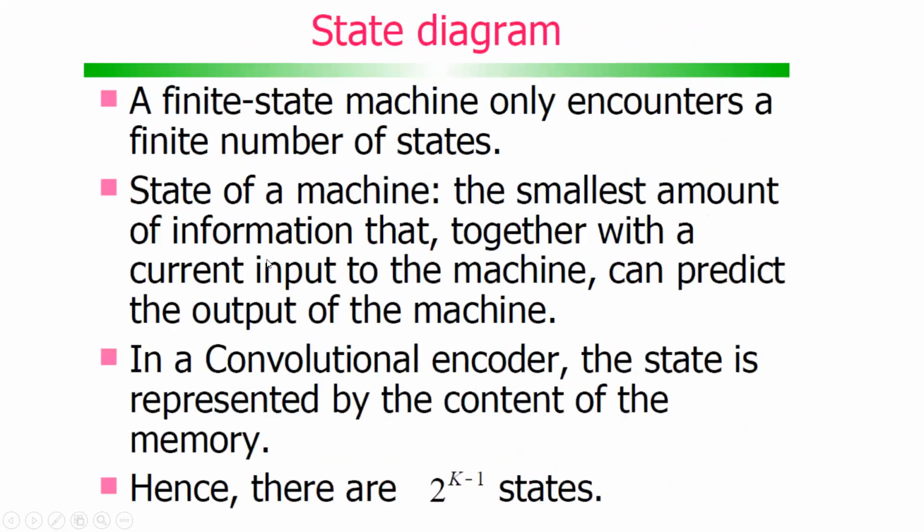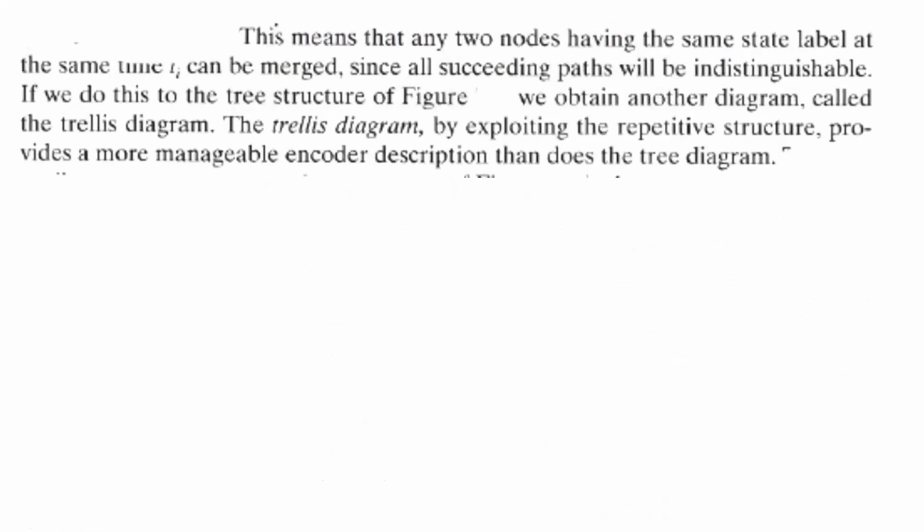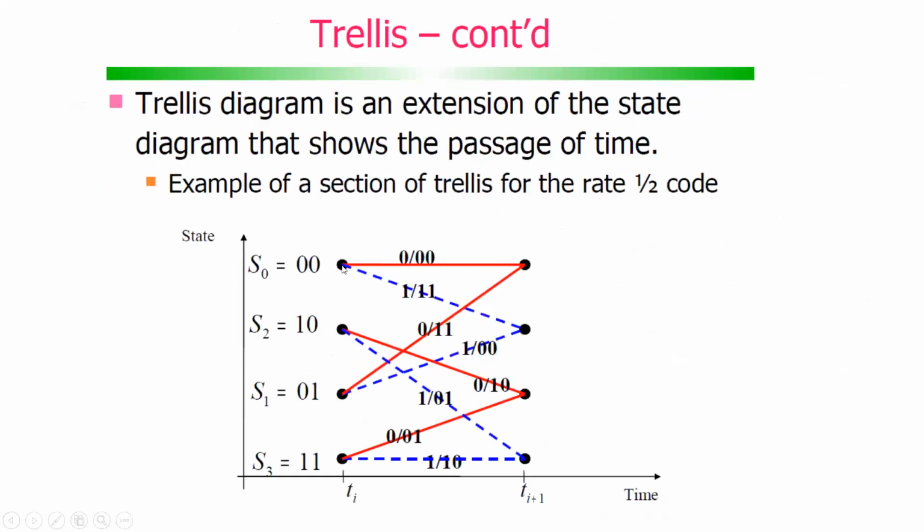So now let me come back to the trellis and I will show you that if the previous state was 0, 0, but the input bit is 1, what is the output? The output is 1, 1. But what is the next state? This dotted line is connecting the first dot at time ti to this dot. This dot is representing which state? 1, 0. Right? So this is how the trellis diagram is plotted or drawn for all the states.